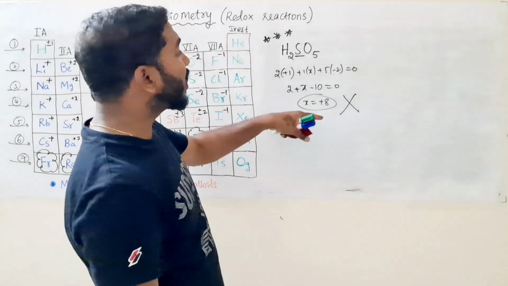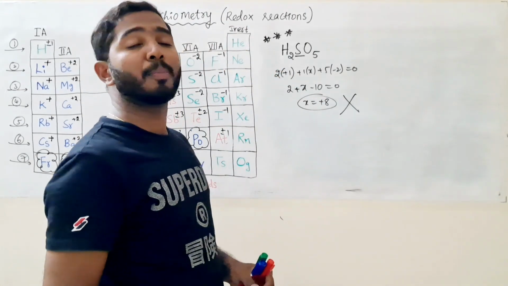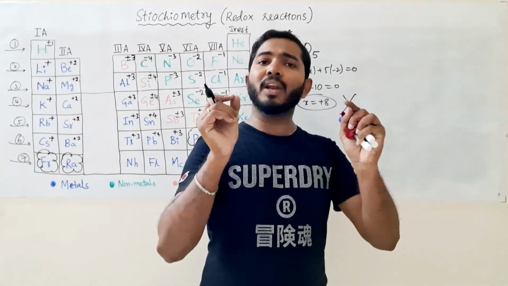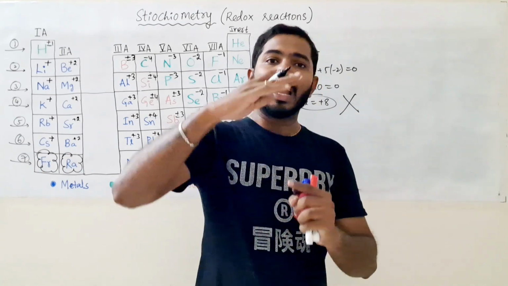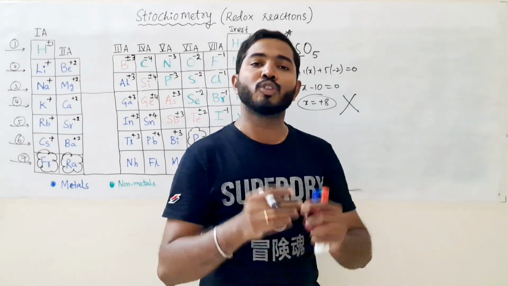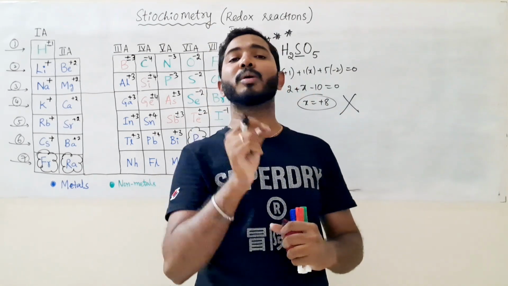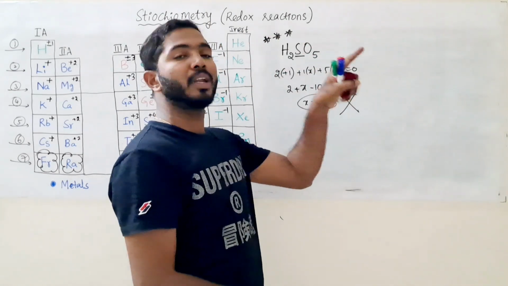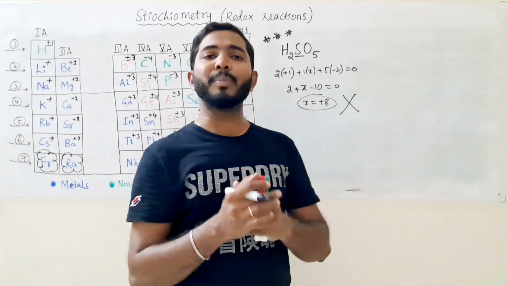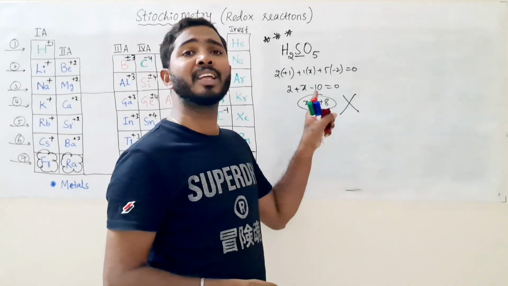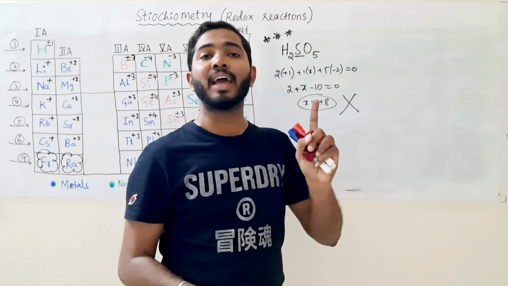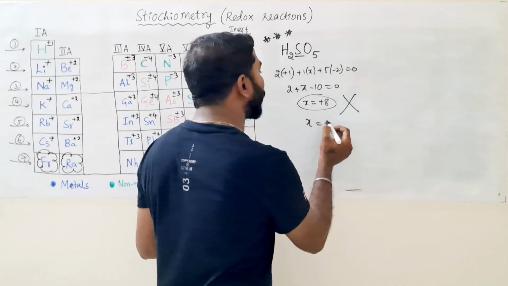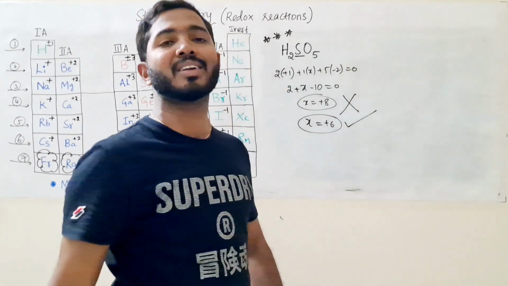And now, sir, what is the correct or possible oxidation number for sulfur? In such a case, if for an element the oxidation number goes beyond its group number, we can directly take its group number as its maximum oxidation number for that particular molecule. Here we have got plus 8, but that is wrong because the group number of sulfur is 16. The maximum oxidation number is plus 6. So in this case, we can go with x equal to plus 6. This is going to be the correct answer.